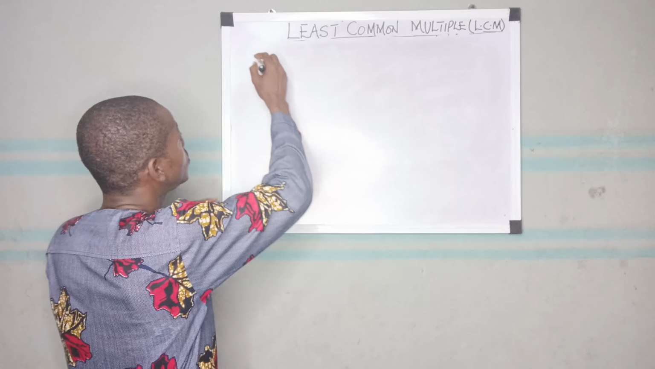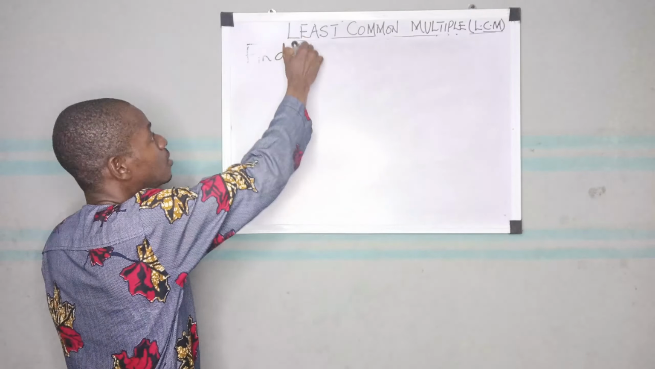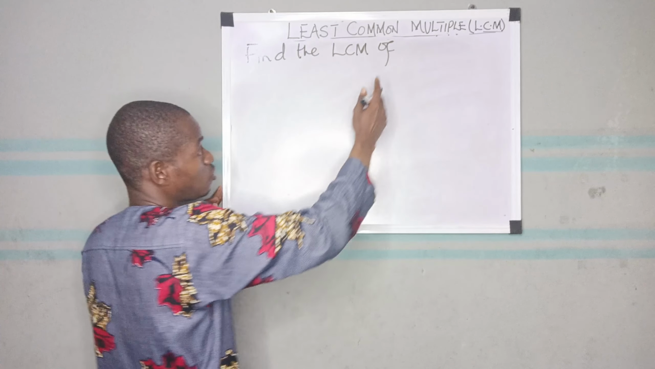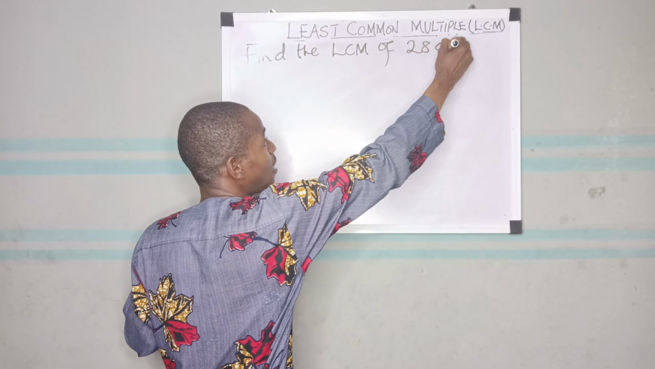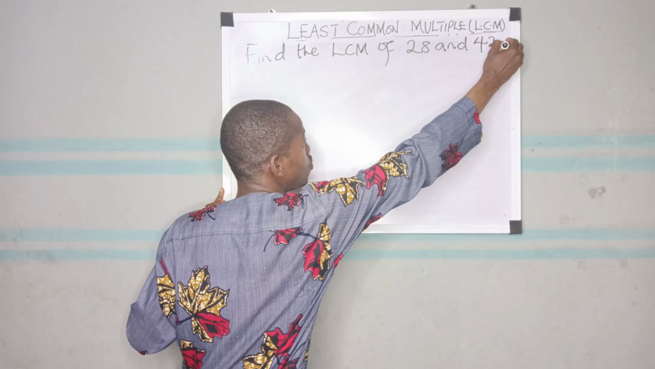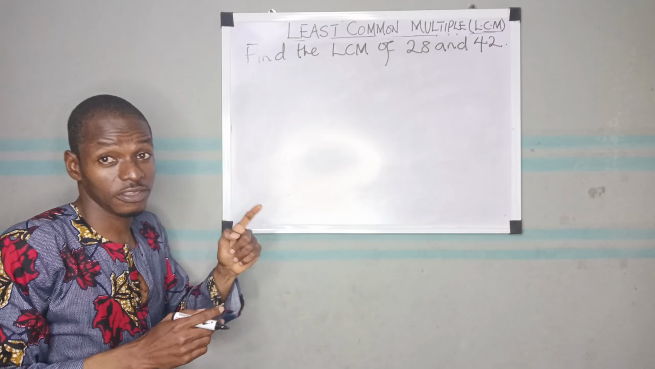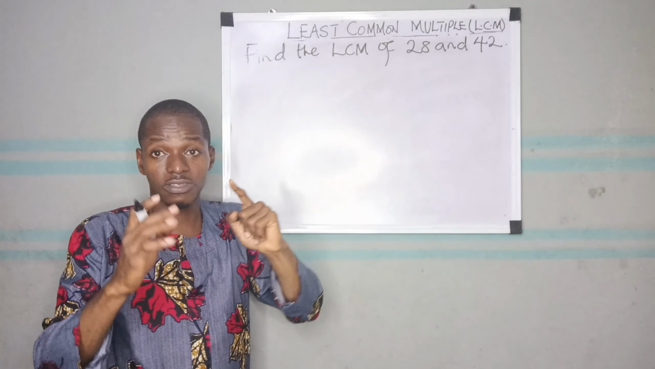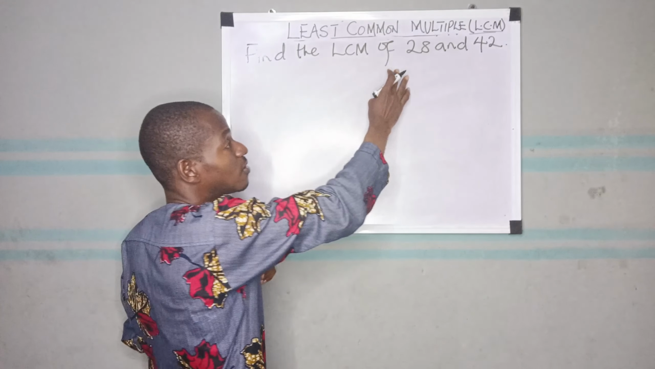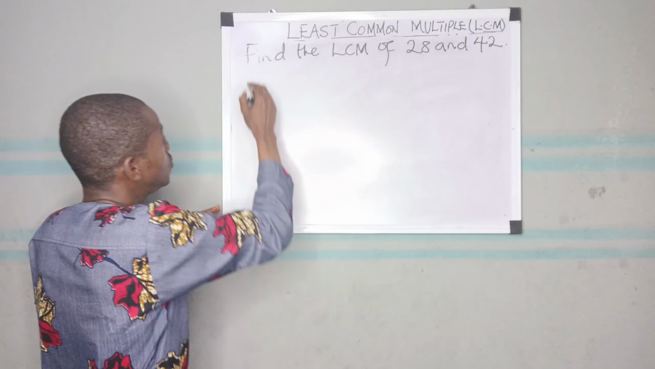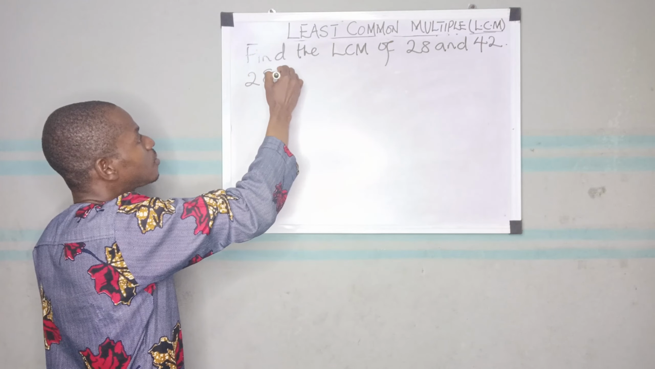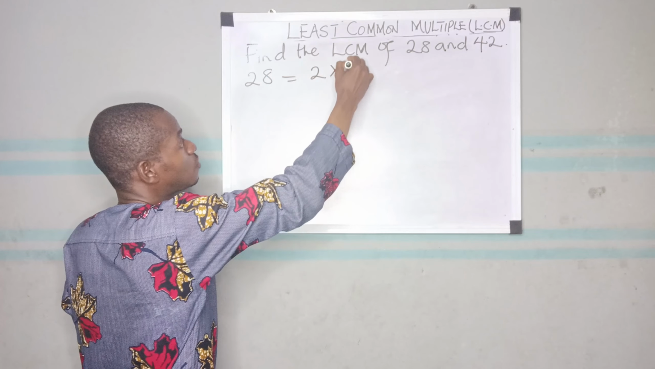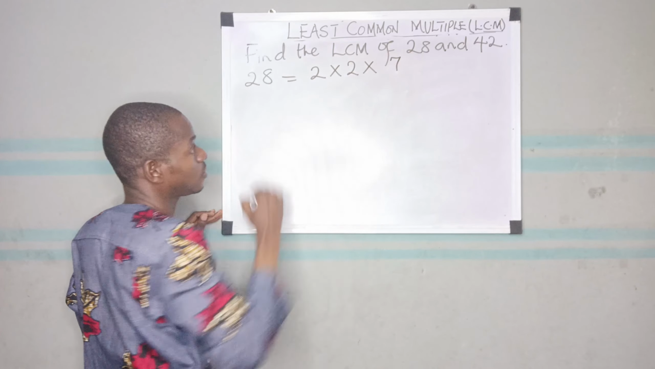Okay, let's take an example. You can be asked to find the LCM of, let's say, 28 and 42. Now, the first thing I need to do before I can find the LCM is to express these numbers as a product of their prime factors. So 28 is the same thing as 2 times 2 times 7.